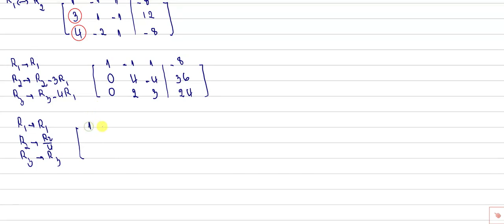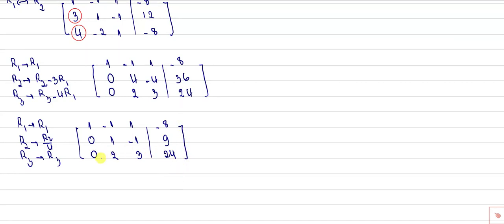So we got our arrangement matrix is 1, minus 1, 1 and minus 8. So this one divided by 4 is 0, 1, minus 1, and 36 divided by 4 is 9. This one is 0, 2, 3 and 24.